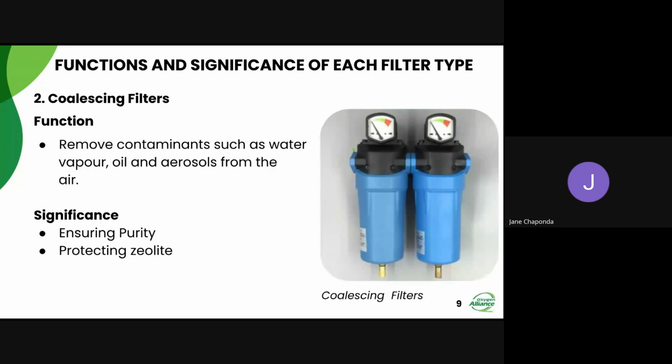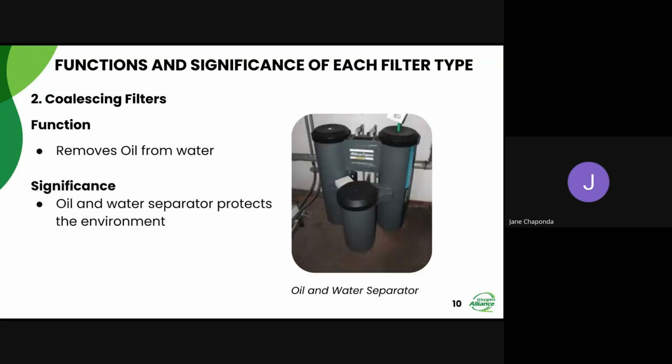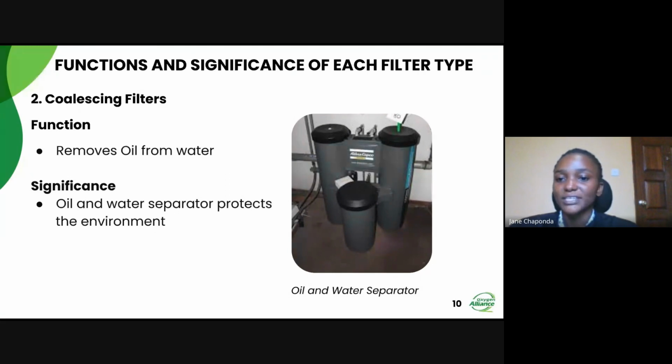And coalescing filters also protect zeolite because water can degrade the performance of zeolite by reducing its adsorption capacity. So the water molecules, along with any oil that has been coalesced, are directed to the oil and water separator through condensate drains that are connected to the coalescing filters. The condensate drains are either automatically operated or manually operated.